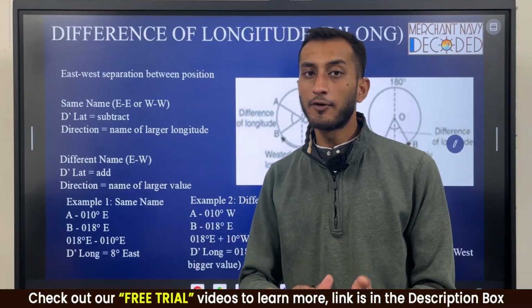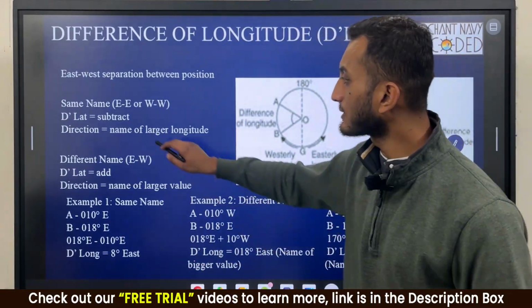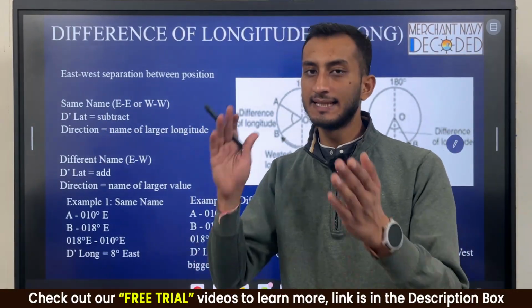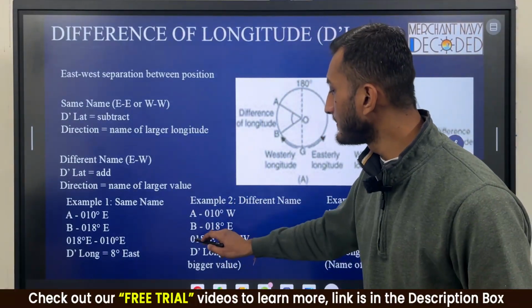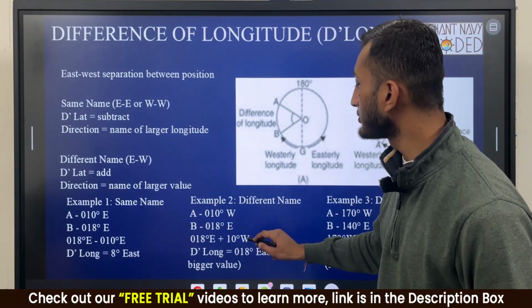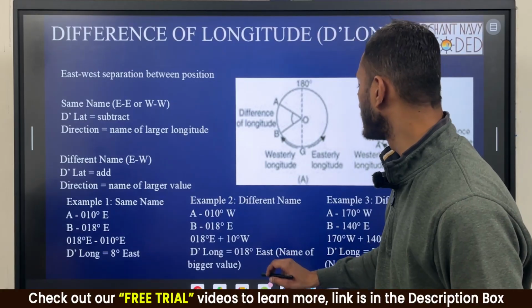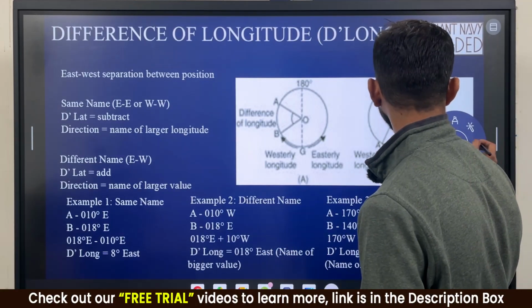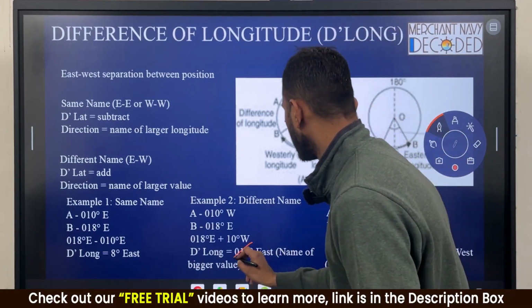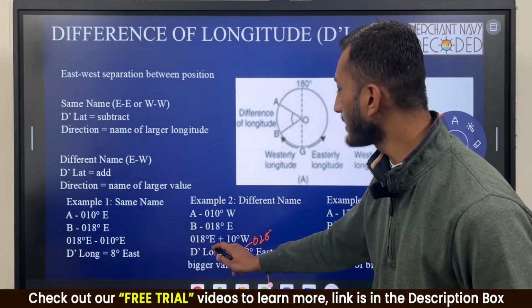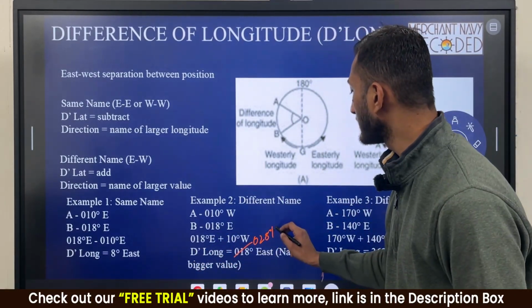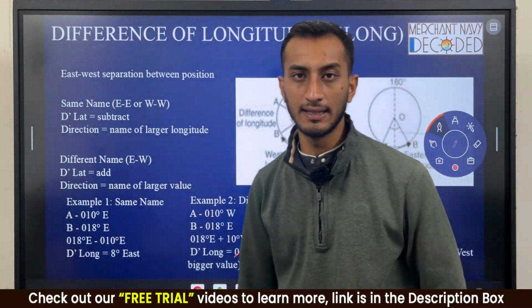Now we need to find the d long. Since, as I've told, same name, they'll subtract; different name, they'll be added. So it becomes 018 plus 010, it becomes 028°. And since east is of the higher value, it will get east's name, 028° east.